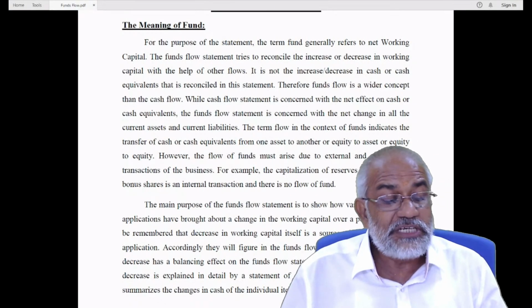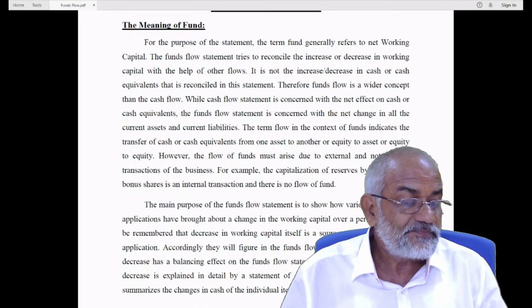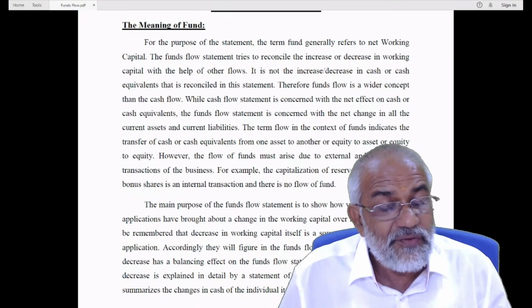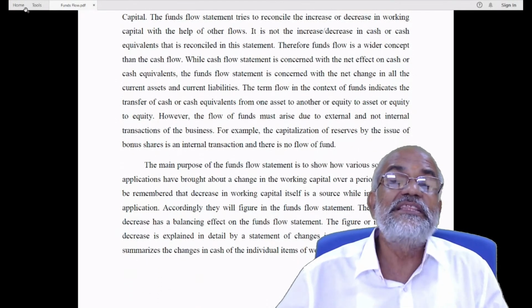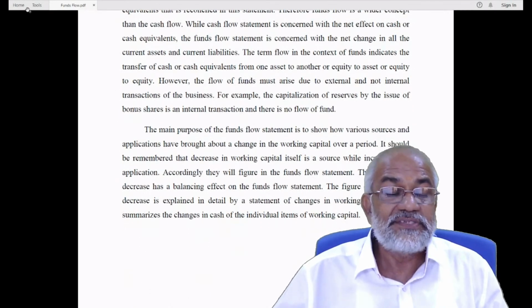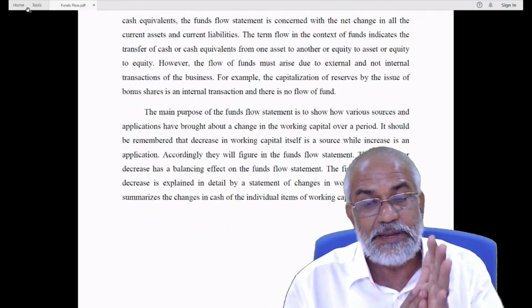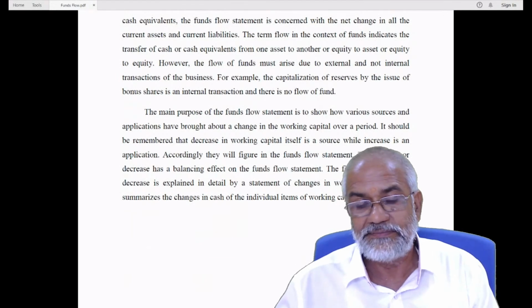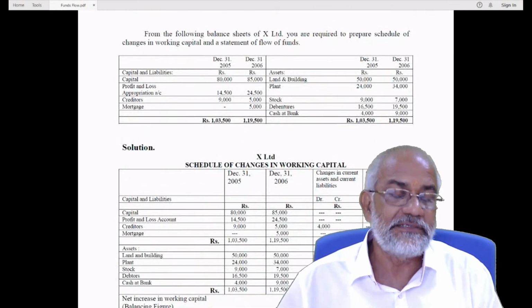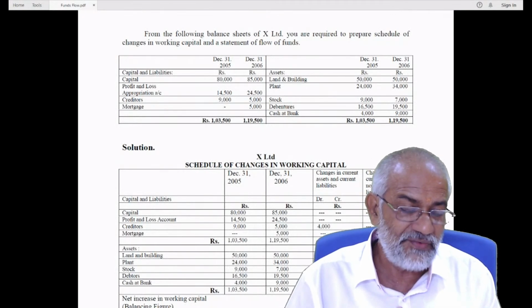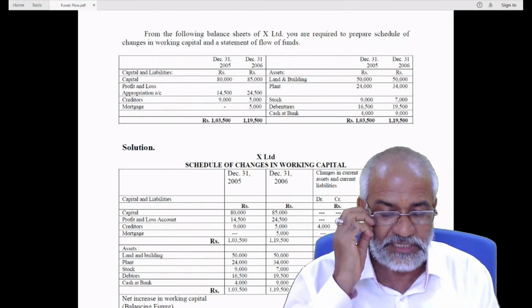So how is the funds flow statement to be prepared? In order to prepare the funds flow statement, there are 4 steps involved. The first step is the statement of changes in working capital. That is the very first step involved in preparation of the funds flow statement.